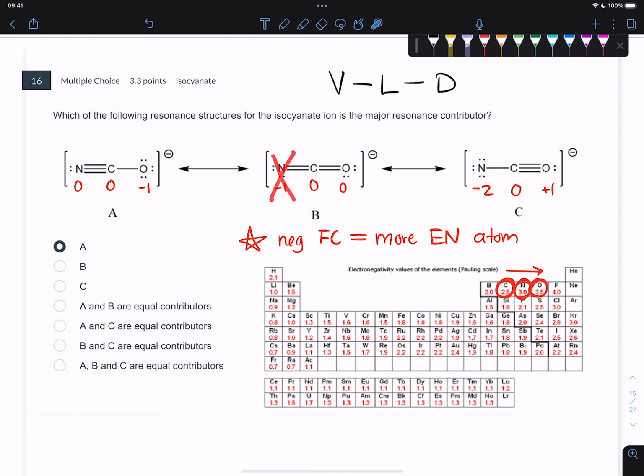This is not the best one because nitrogen is electronegative, but oxygen is more electronegative. So it would actually prefer to give that negative charge over to the oxygen. And this is a really bad structure because you're giving oxygen, which is very electronegative, a positive formal charge. So this would actually be the least likely resonance structure. So that's why it's A.